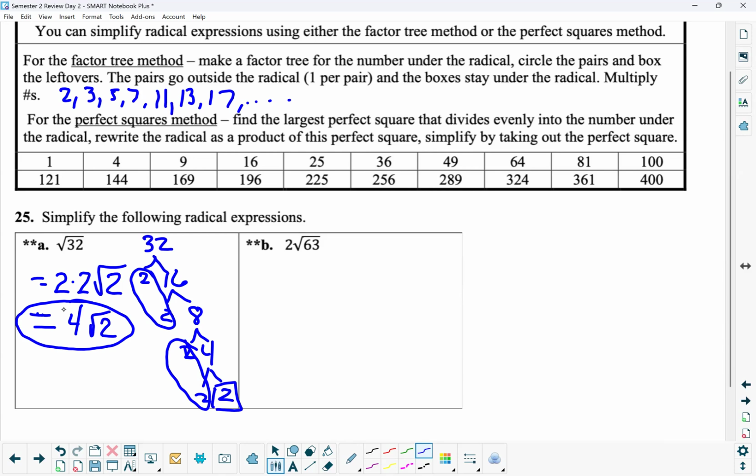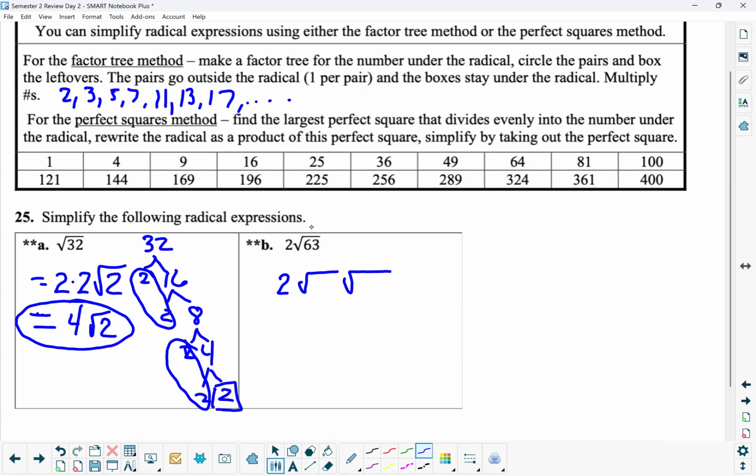2 times the square root of 63. If I use the perfect square method, I'm going to find a perfect square and whatever other number it multiplies by to get me 63. Now, I should actually check first, is 63 in my list of perfect squares up here? Unfortunately, it's not. So then I'm going to start with 49 and check, does 49 divide evenly into 63? And I start with 49 because it's the largest perfect square that's less than 63. Unfortunately, it does not divide evenly into 63. So then I check the next one down, 36.